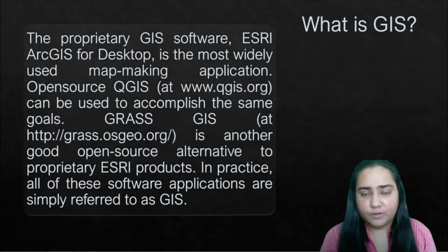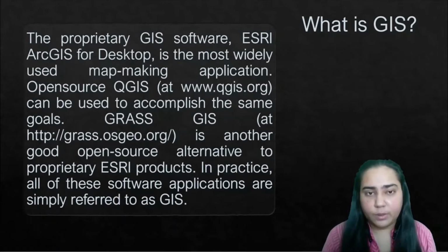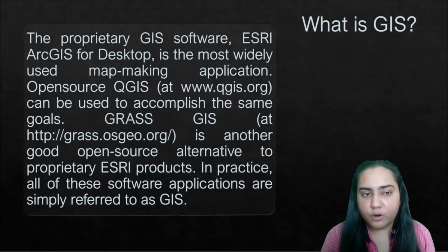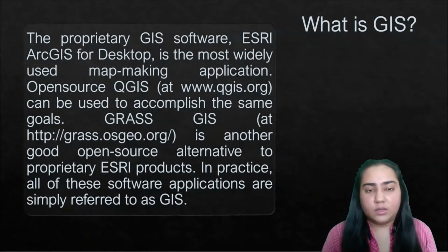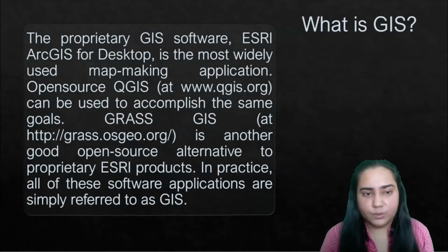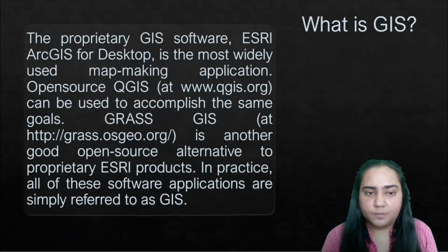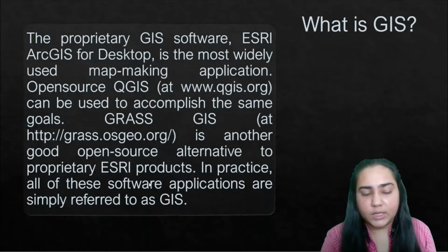Now, the proprietary GIS software available is ESRI ArcGIS for desktop. It's the most widely used map making application. But other than that, there's also open source QGIS, which you can find at www.qgis.org if you want to download it and use it for yourself. It accomplishes the same task as the ArcGIS desktop version, so you can make maps with either of those. And there's another one called GRASS GIS, available at grass.osgeo.org, which is another open source alternative to ESRI products, for which you have to pay. In practice, all of these software applications are simply referred to as GIS.